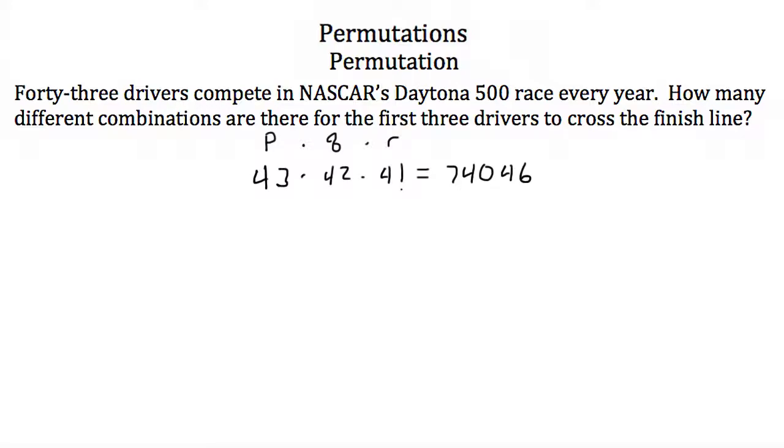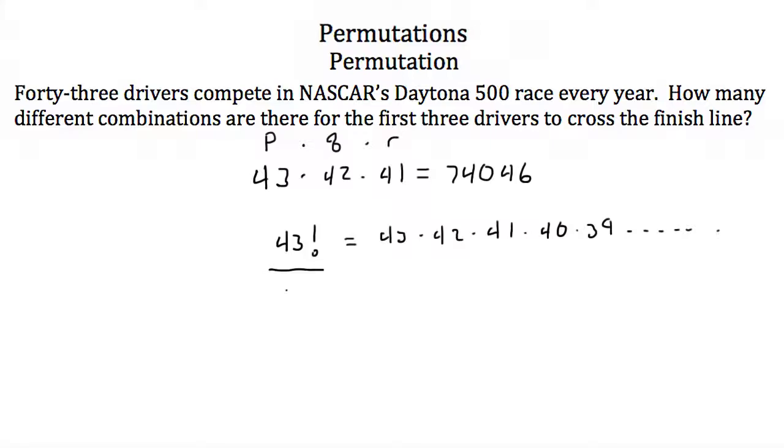So how would we write this in factorial notation? Because 43 factorial, that's equal to 43 times 42 times 41 times 40 times 39, etc. But we don't want that. We just want 43 times 42 times 41. So to get rid of the 40, the 39, the 38, the 37, and everything that comes after it, the easiest way is to divide this by all the choices that we're not using.